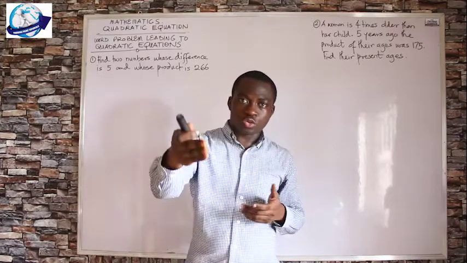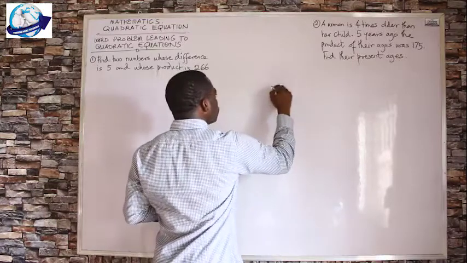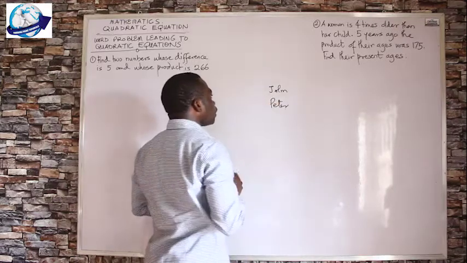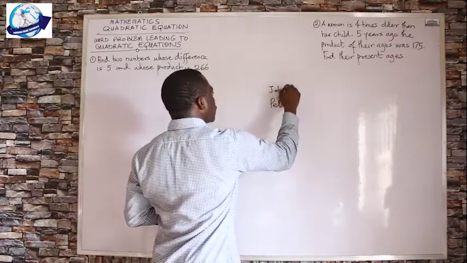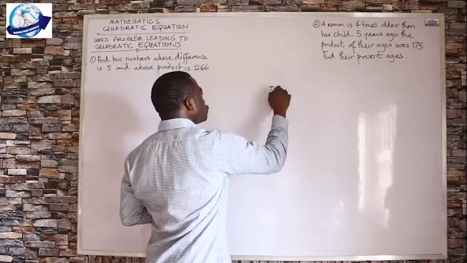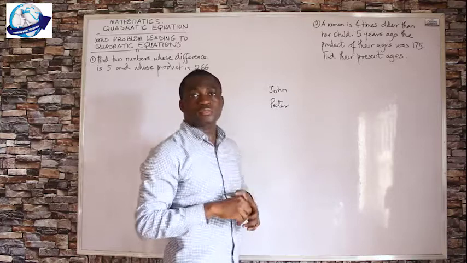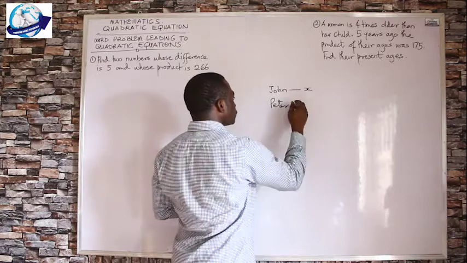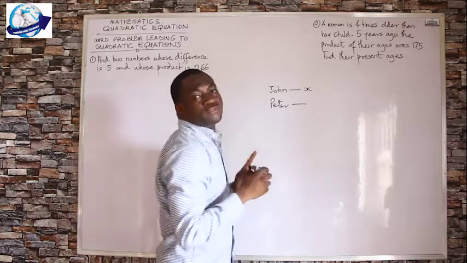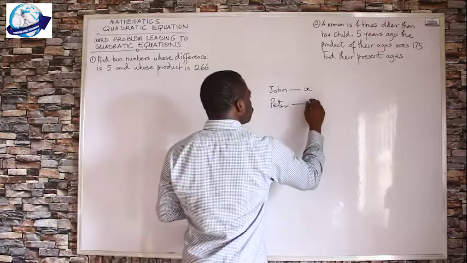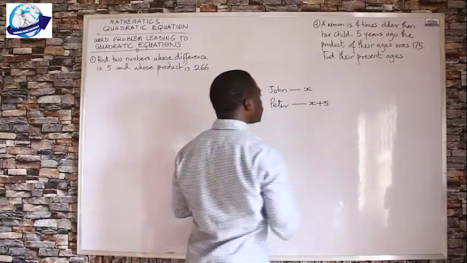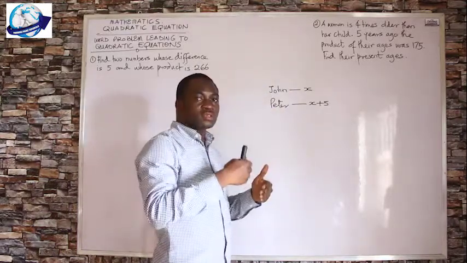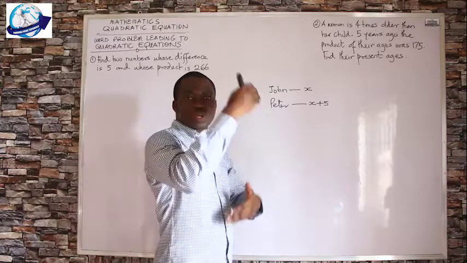Let's say you are John, I am Peter. Then we can say that the difference between John and Peter is 5. That's to say, if John is X, then to get Peter you have to add 5 to John. So Peter should be X plus 5, meaning that the difference between John and Peter is 5.